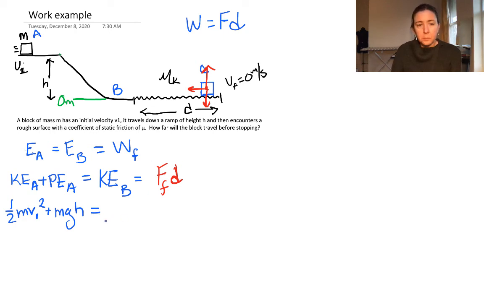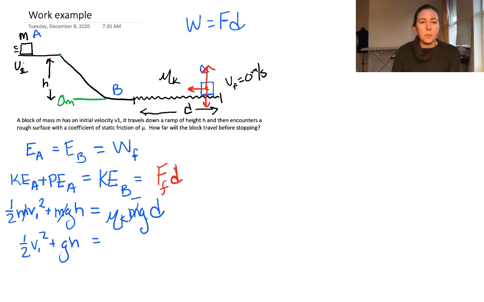The force of friction is mu sub k times the normal force times the distance traveled. The normal force, remember, in this case will be equal to the force of gravity, so mg. I have a mass in every term, so those can be canceled out. So I have 1/2 v1 squared plus gh equals, and if I divide both sides by mu sub k times g, that will give me the distance that the block will travel before stopping.